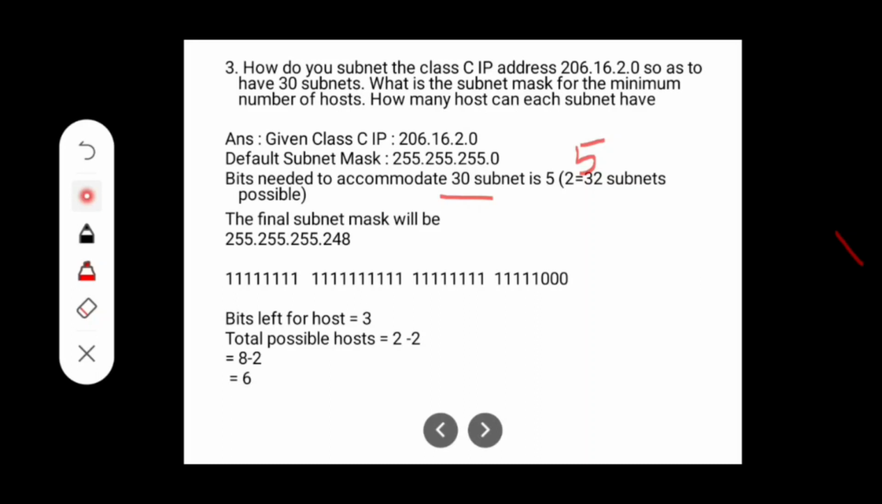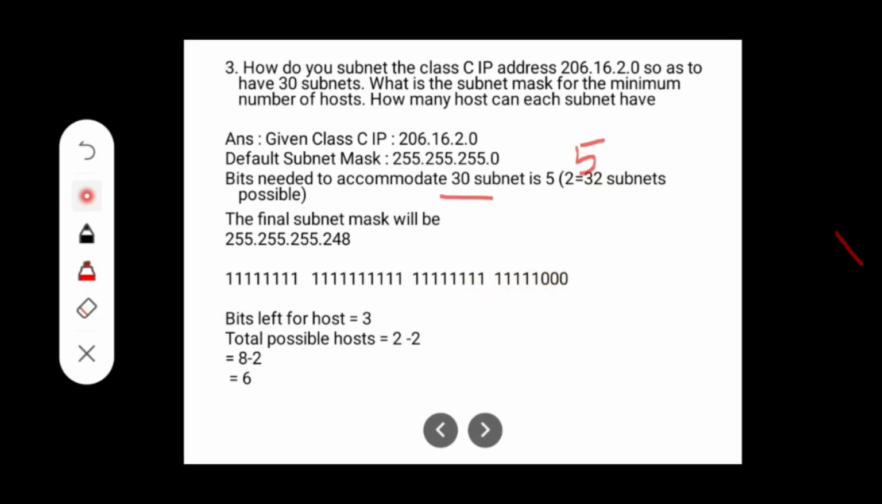So now we will rewrite the subnet mask. Since it is class C, the first 3 bytes will not change. So it will be 255, 255, 255. The bits will be like this: 8 ones, 8 ones, 8 ones. No change. Now the last byte.